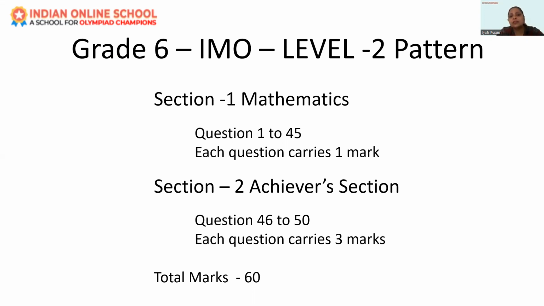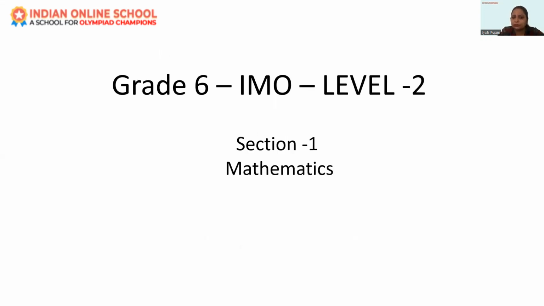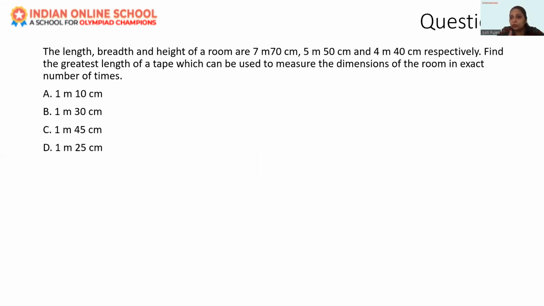And in section 2, there is an achiever section. As in level 1, there will be 5 questions and each question will carry 3 marks. So total marks 60, as in level 1. So now I'm going to take some questions of level 1, level 2, for section 1. Fine. So let's read the statement.